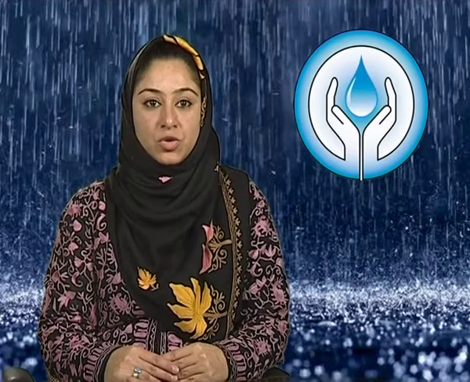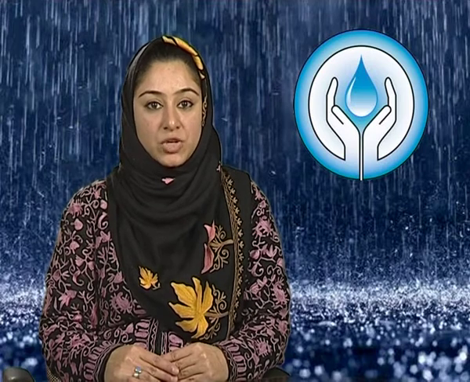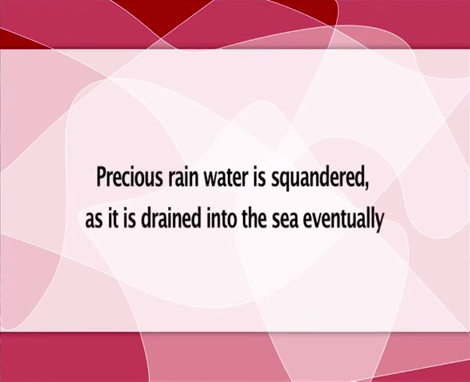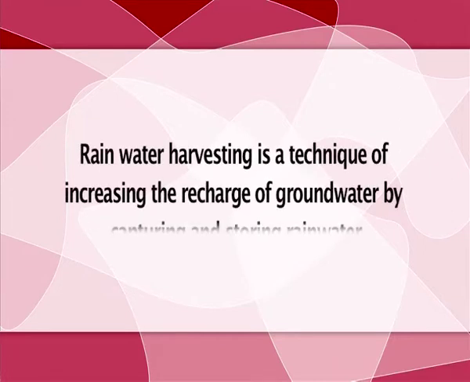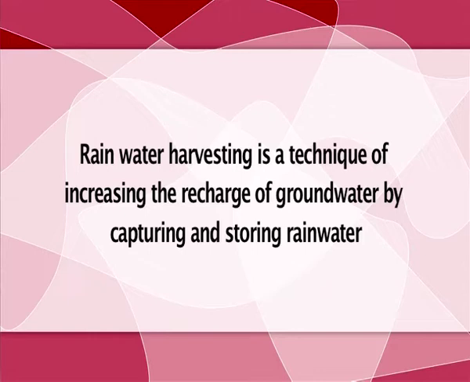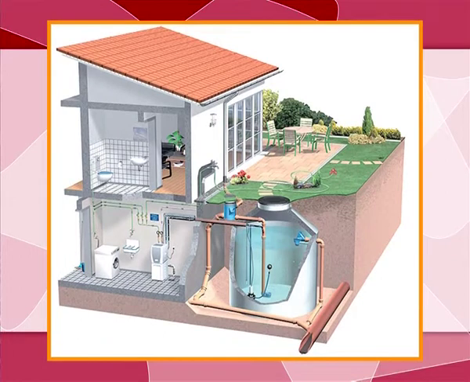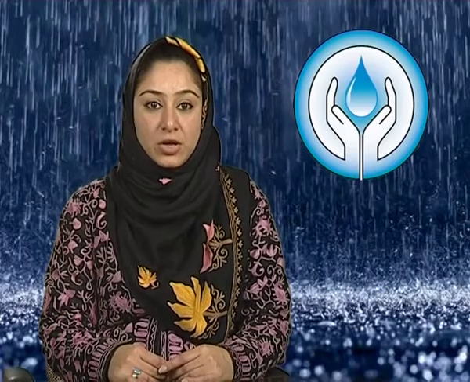Rain is the ultimate source of fresh water, with the ground area around houses and buildings being cemented, particularly in cities and towns. Rainwater which runs off from terraces and roofs was draining into low-lying areas and not percolating into the soil. Thereby, precious rainwater is squandered as it is drained into the sea eventually. Rainwater harvesting is a technique of increasing the recharge of groundwater by capturing and storing rainwater. This is done by constructing special water harvesting structures like dug wells, percolation pits, lagoons, check dams, etc.